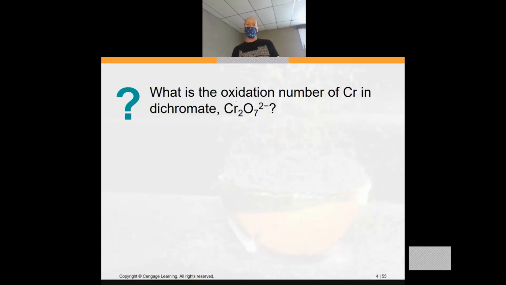This is the hardest one I can give. If you can do this one, you can do all of them. This is the very hardest oxidation number question. You have to know that oxygen in compounds is -2. So this is a total of -14 because each O is -2. There are 7 of them. That gives you -14. You see that 2 minus is your overall charge.